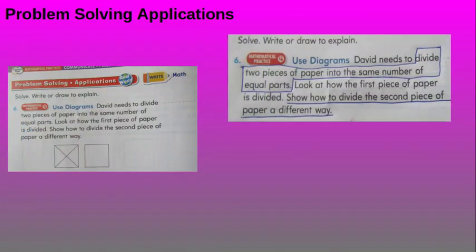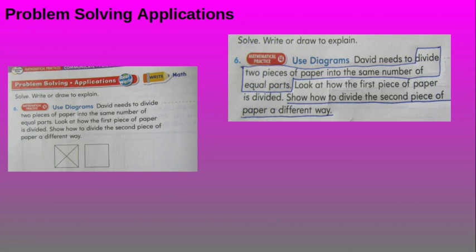All right, let's take a look at what I underlined and boxed up. Even though there isn't a question mark at the end of that last sentence, it is what I'm trying to find or show. It says, show how to divide the second piece of paper a different way. Then I boxed up: divide two pieces of paper into the same number of equal parts.